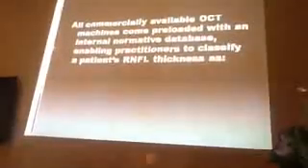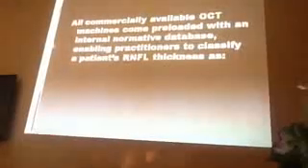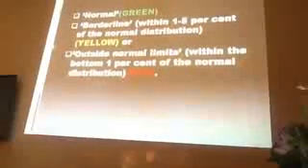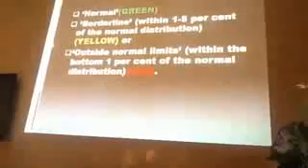All commercially available OCT machines come preloaded with an internal normative database, enabling practitioners to classify a patient's retinal nerve fiber layer thickness as normal, green, borderline, within 1 to 5% of the normal distribution, yellow, or outside normal limits, red. So it's good to know these colors.